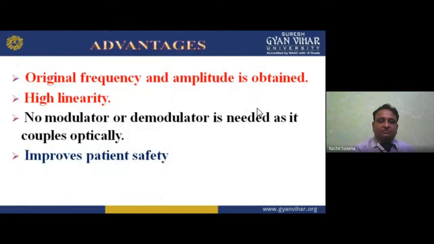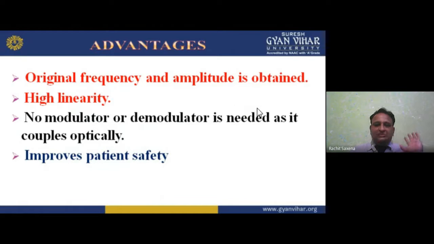We'll see now the advantages. What are the advantages? Why do we use this opto isolator, or we can say the optically coupled isolation amplifier? So my dear students, original frequency and amplitude are obtained. In this, we get the original frequency and amplitude. The frequency is the range on which we have to work, so we get the original frequency from here, and the amplitude is obtained highly.